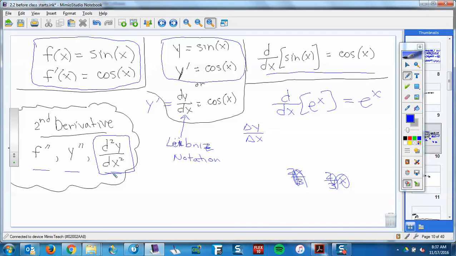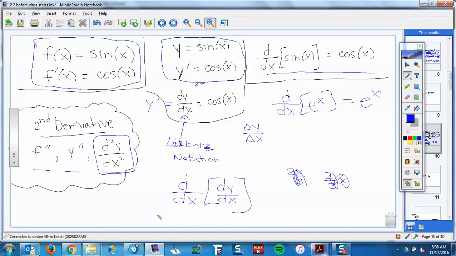Okay, that's all it means. It means y double prime. Okay, what's it come from? It comes from this notation. It's like saying the derivative of the derivative. If you think about it, the derivative of the derivative. If you look at that, that kind of looks like d squared y over dx squared.